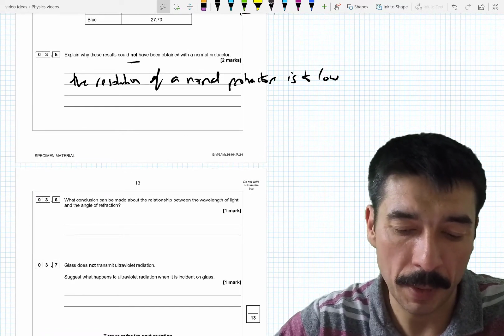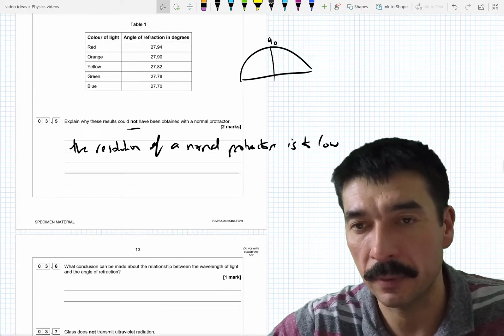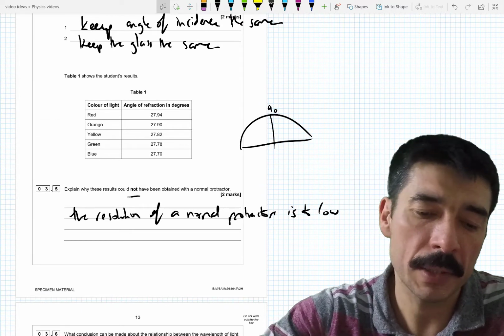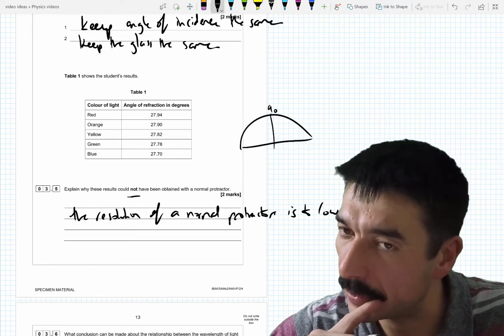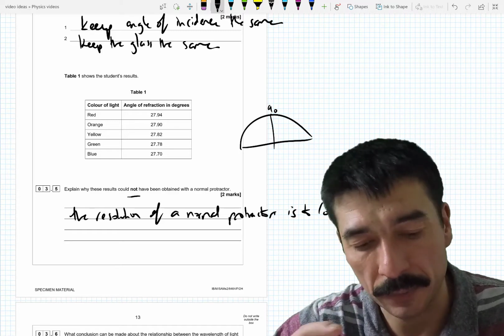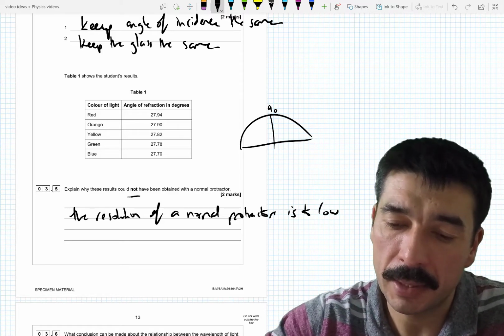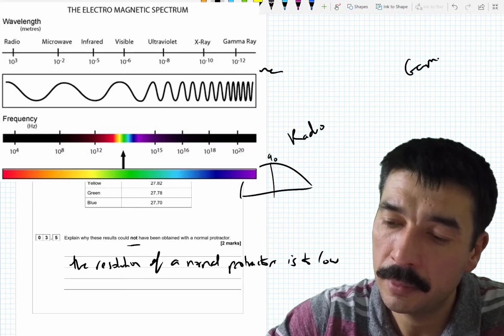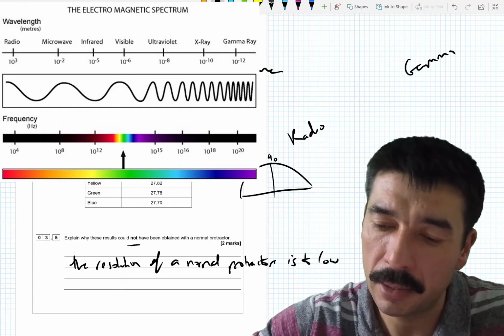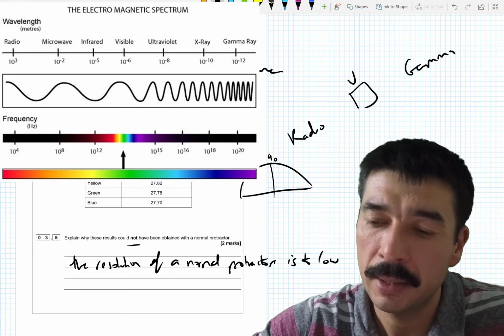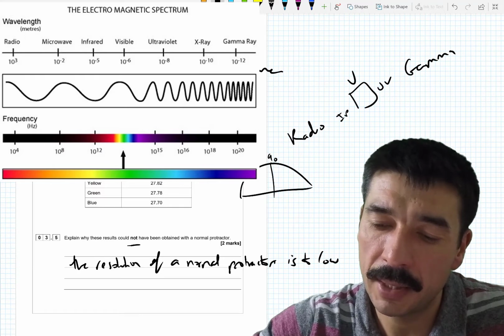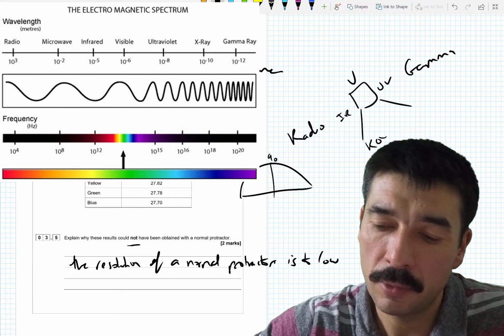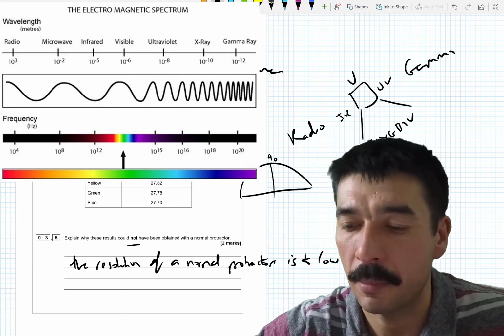Okay, what conclusion can be made about the relationship between the wavelength of light and the angle of refraction? How am I supposed to know which one of these is the longer wavelength, because they're obviously different colours of light? Well, if you've learnt about the electromagnetic spectrum, you know it starts with radio waves and it ends with gamma. And in between, right in the middle, there's visible light. It goes to UV, infrared here, and right in the middle, the visible light spectrum goes from red, Roy G. Biv. Richard of York gave battle in vain. That's how we remember it.